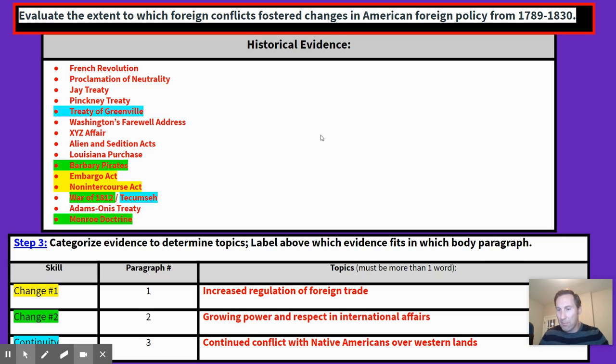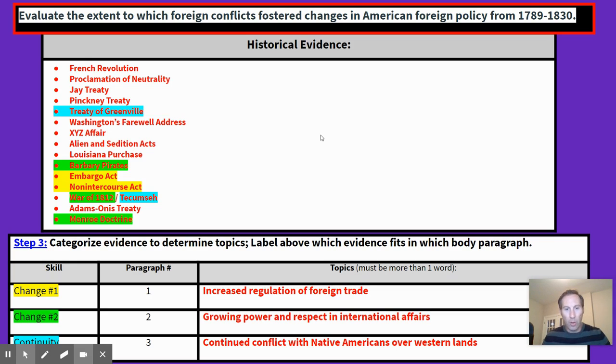It's not on here, but you've got Macon's Bill Number 2. And then you can talk about the War of 1812, how that was a war fought to protect American trade and neutrality at sea. All right, so let's just put the ones in yellow as part of that first change.